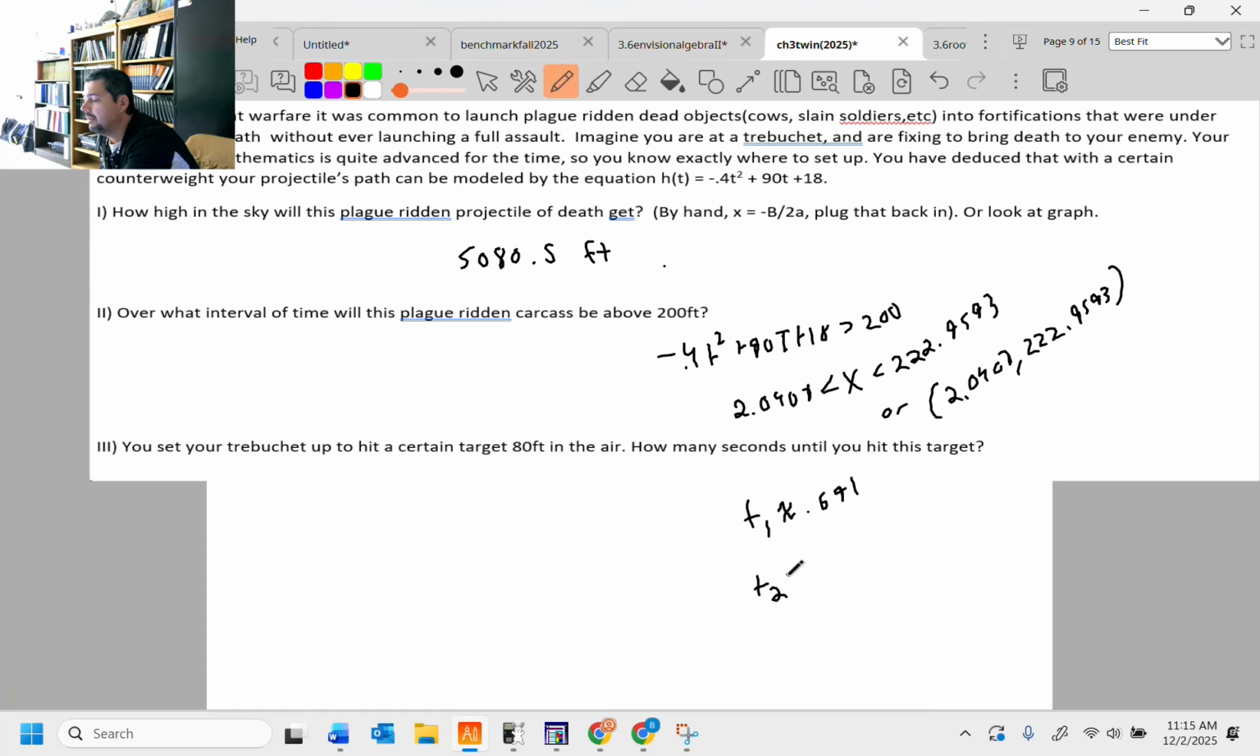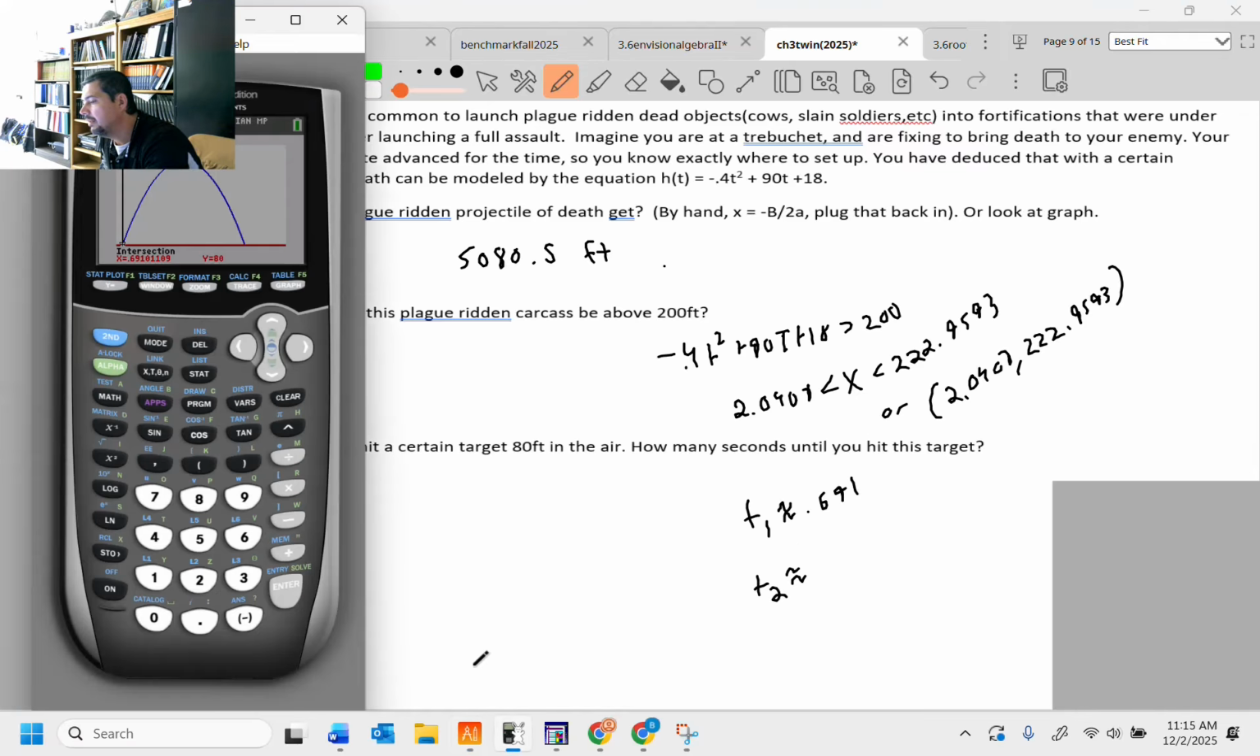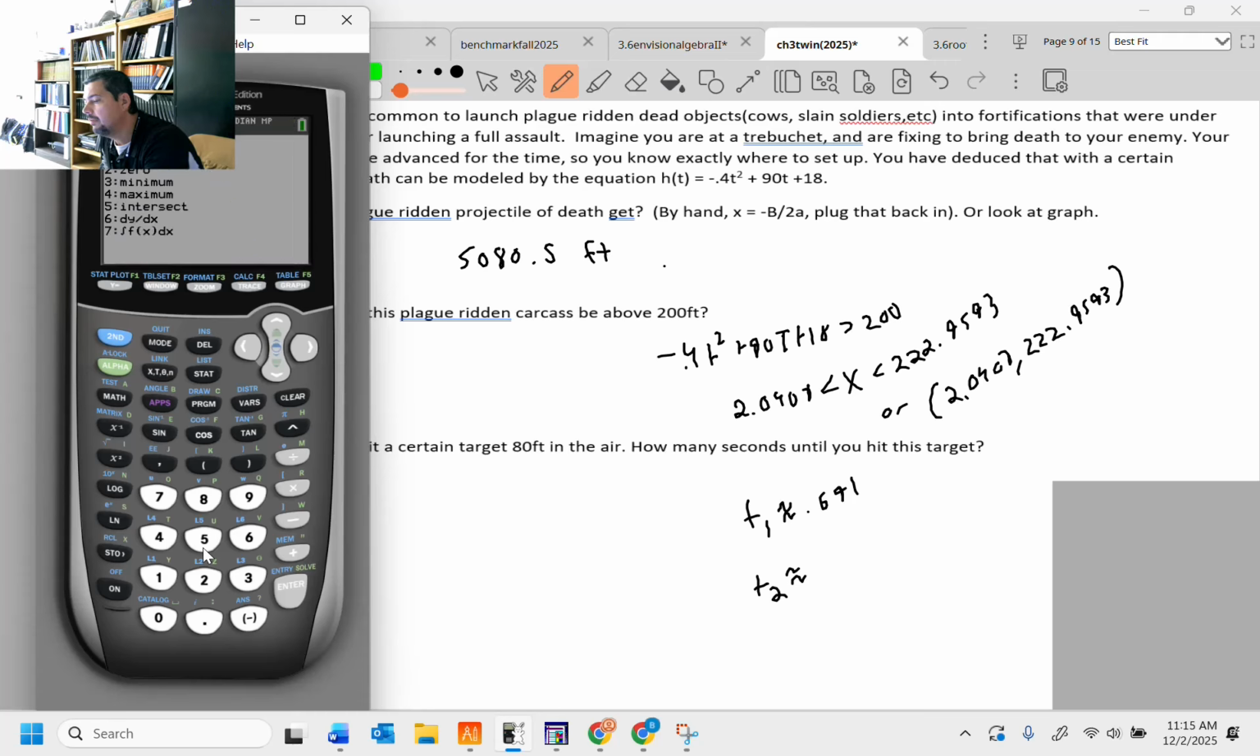Now, you'd have to be really close. Most of y'all don't know what a trebuchet is, but you would not have a trebuchet parked that close to something. If you're hitting it on the way down, your other time is going to be down here. Enter, enter, enter. Neither one of them is extraneous. 224.308, 0.309.